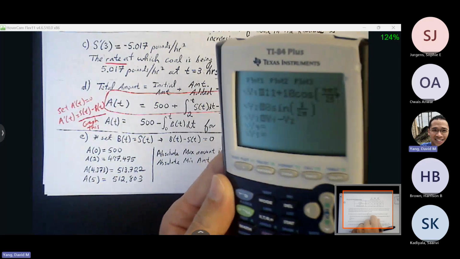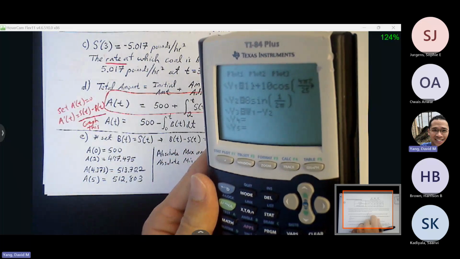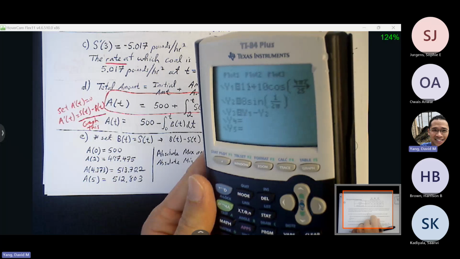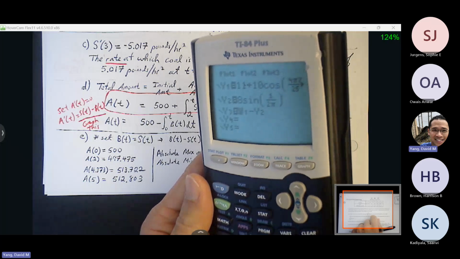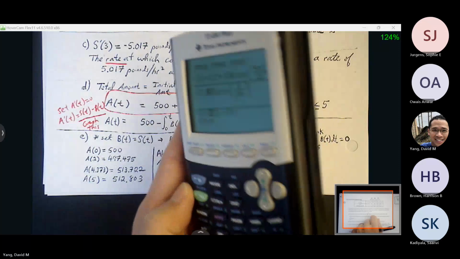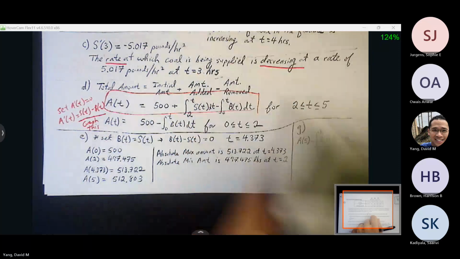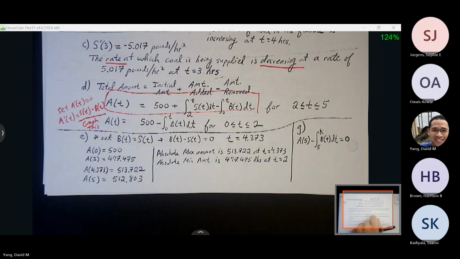And then I'll create a Y3. And that Y3 will be just Y1 minus Y2. That will represent my S of T minus B of T. And I'm going to unhighlight Y1, Y2 so I don't have to see all three graphs. My x-min, x-max, I'm going from 0 to 5.